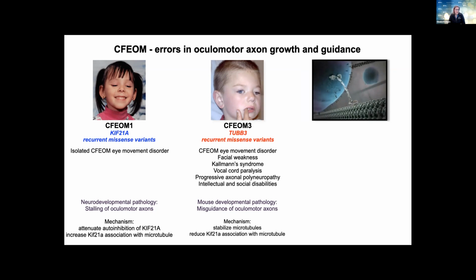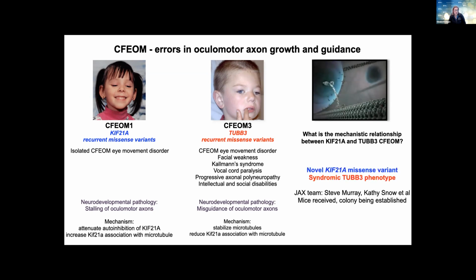We found that mice harboring his variant have a more severe misguidance of cranial axons as well as other central axons. And these TUBB3 variants actually reduce the association of KIF21A with microtubules, the opposite effect of the recurrent missense variants in KIF21A. Thus, we've been trying to understand the mechanistic relationship that there may be between these two disorders.